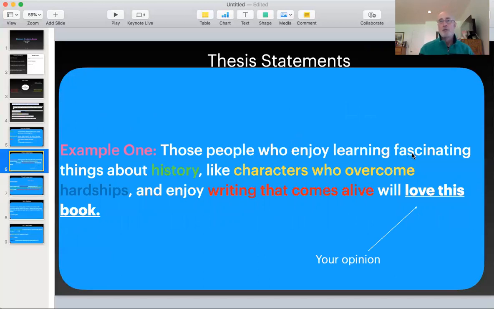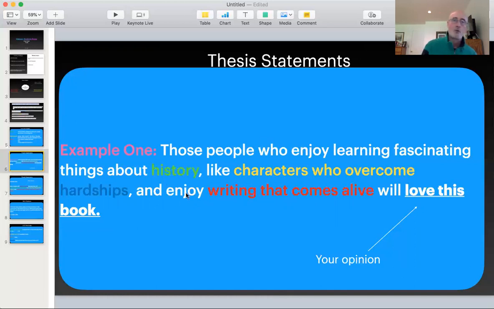All right, let me show you a second example. Those people who enjoy learning fascinating things about history, like characters who overcome hardship, and enjoy writing that comes alive, will love this book. Here's the opinion. This time I put the opinion at the end of the thesis, but it's there. Two elements: it's got my opinion, and the green, the yellow, and the red are the three means of support, or three reasons. And again, we've got enjoy, like, and then, just a piece of advice, I probably should not have used enjoy again here, because you don't want to be redundant.